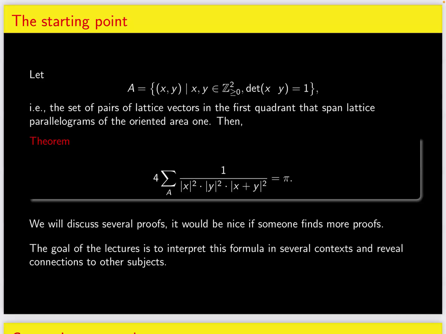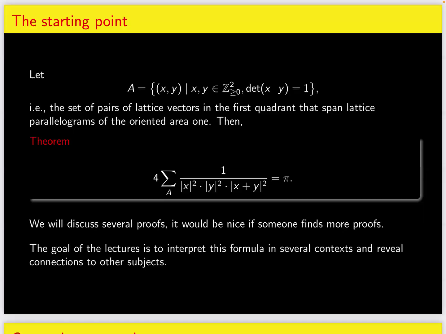So just consider this set of parallelograms. Then to each such parallelogram, I associate a number. This number is 1 divided by the length of the first side times the length of the second side times the diagonal, and all of them squared. And miraculously, if you consider this sum, it will be equal to pi over 4. So that's the theorem here: 4 times the sum is pi.